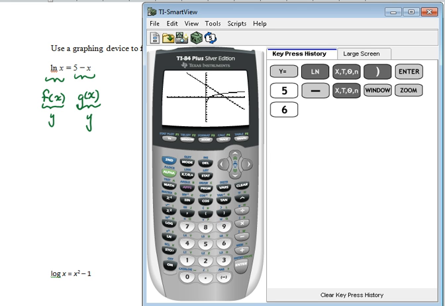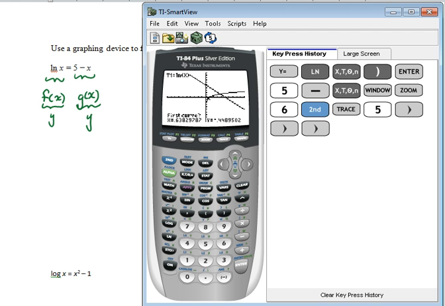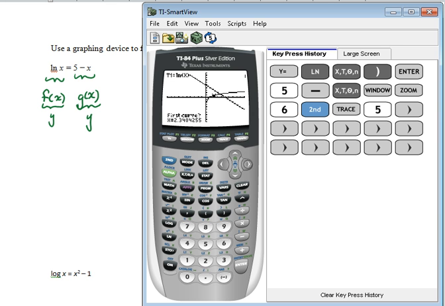So I'm going to go second calc and use intersect 5. Now it says it's starting on the first function, natural log x, and it will be starting at the x-axis where the natural log of x is undefined. Notice there's a blank beside the value of y. As we move to the right, though, you will see y values, and we will go close to the intersection point in the first quadrant.